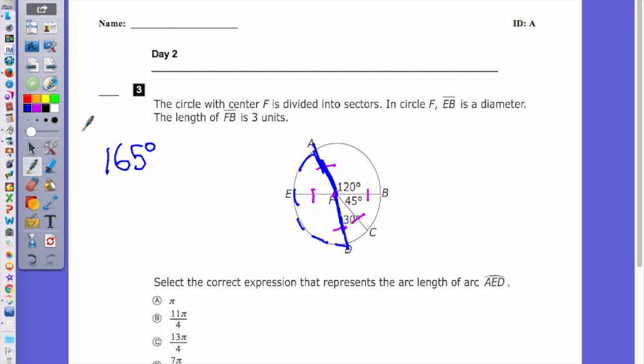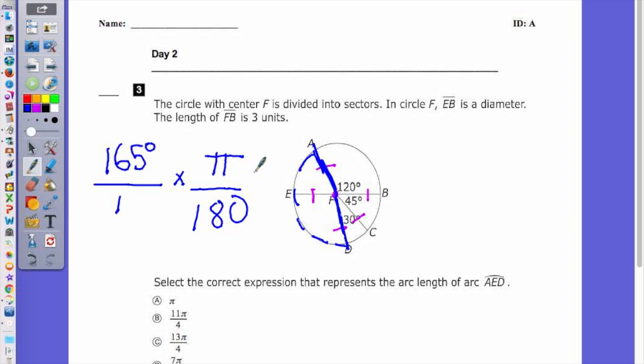They don't tell you to have your answer in radians. How do you know by looking at this that you want to have your answer in radians? It's not in degrees, it's in pis. The answer choices are all in pi symbols. That's the way you know you want it in radians. So what I did first was convert 165 degrees to radians by taking 165, making it a fraction over 1, and multiplying it by pi over 180.